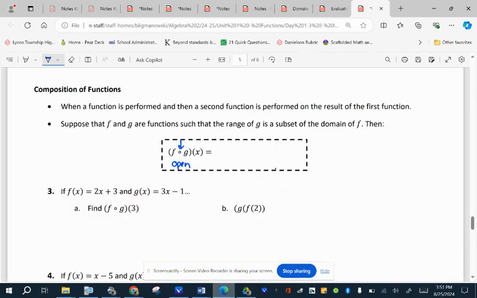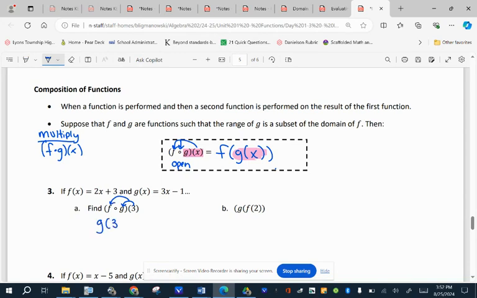Now we're going to talk about composition of functions. So when we have an open circle like this, that means composition of functions, versus a closed circle means multiplication. So make sure we can distinguish between those two. So that means that the g function is going inside the f function. So whatever function is second is the function that's going to go inside the first function. So I'm going to rewrite this as 3 is going into g, and then that answer is going into f.